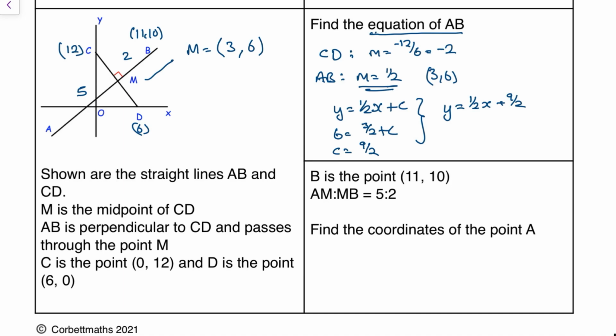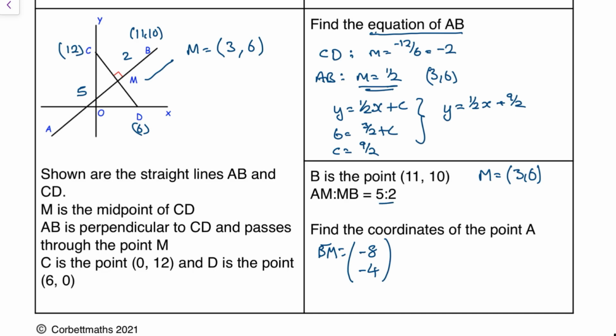Okay, what a surprise. Now, I'm going to do this by vectors. If you don't like vectors, they're really good to get your head around because they're really helpful. So B to M, well, B is 11, 10. I'm going to write M here. So M is 3, 6. So to get from B to M, I'm going to go from 11 to 3, which is minus 8. And to get from 10 to 6, I'm going to do minus 4. So that's my vector to get from B to M.